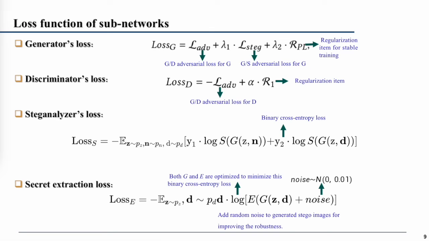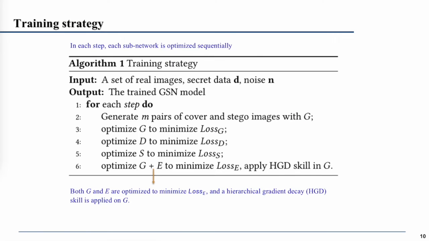Here, we add random noise to generated stego images for improving the robustness, and it can effectively improve the accuracy of data extraction after image quantization. Both G and E are optimized to minimize this loss. To effectively train our GSN, subnetworks G, D, S and E are optimized sequentially as illustrated in Algorithm 1.